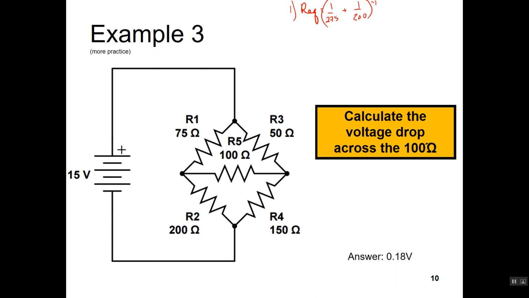Someone find REQ? Ohms, right? I heard volts. So step 2 and 3, I'm gonna let you guys work on this together. I want you guys to tell me what the voltage drop is across points A and B.